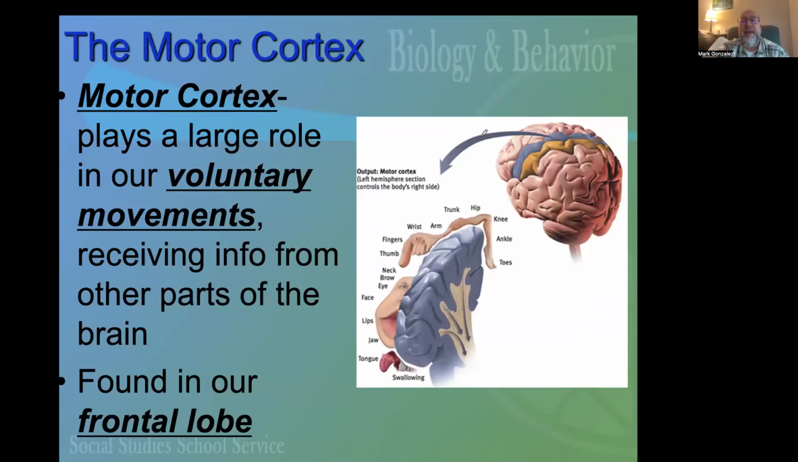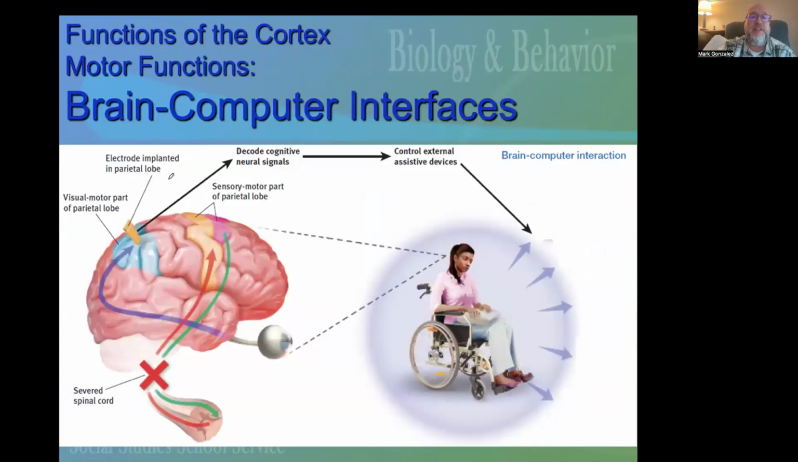So right in this area around the frontal lobe, so not the front part of the frontal lobe, but right at the part where it's getting ready to move into the parietal lobe, that's where your motor cortex is. So that will play a large role in voluntary moving. I'm moving my hand here, receiving info from other parts of the brain. Okay. And you can actually see where that is here.